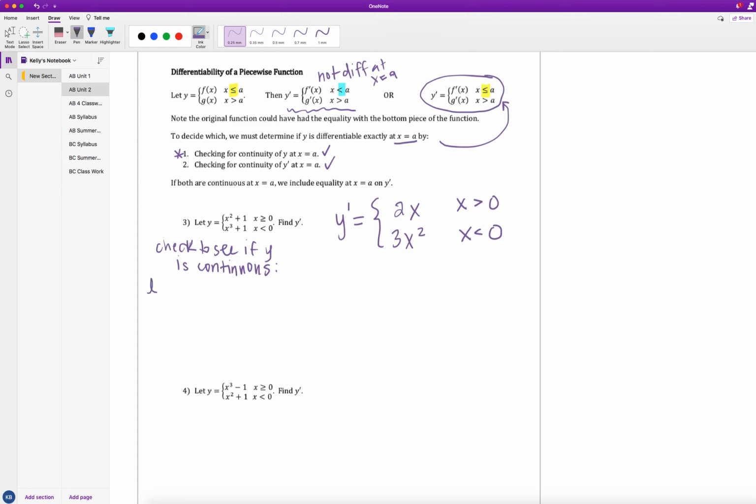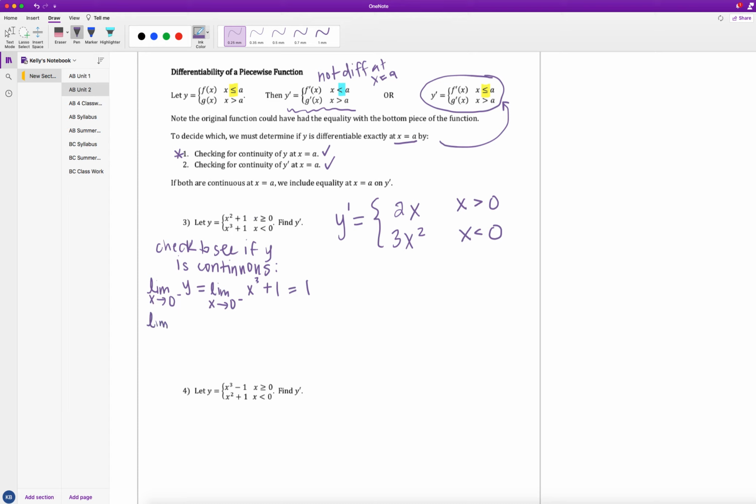Let's check those limits. So if I compute the limit as x approaches 0 from the left for our function y, we would be using the bottom function here, since that's x is less than 0 when we're to the left of 0. So I'm using the x cubed plus 1. I can do a direct substitution into that limit, and I would get 1, since I would end up with 0 cubed plus 1, so we would just get 1.